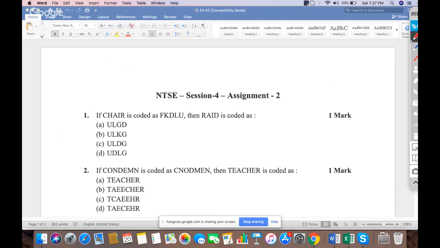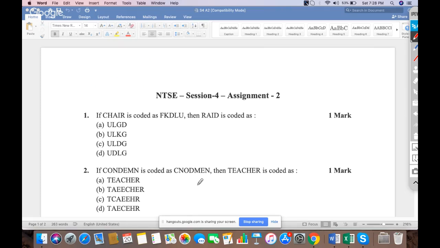What's the answer for first two questions? 2D and 1D. So C is becoming F, H is becoming, so this is a plus 3 kind of question. So one answer would be D. So R is 18, U is 21, plus 3, A will become D. Fourth option, there is nothing else. The second answer is condemn.